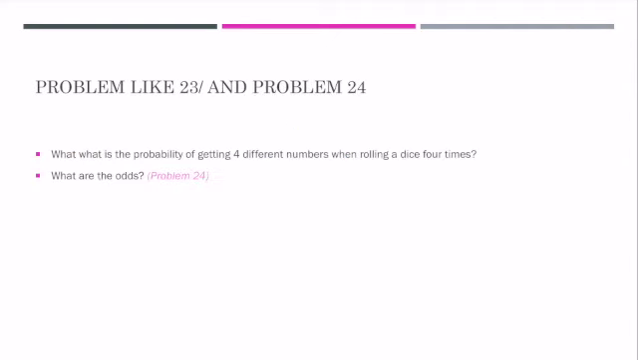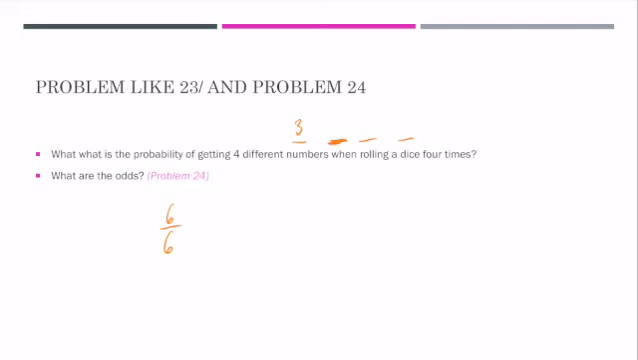Now let's do another similar problem to this one, and also problem 24. So the first thing I want us to think about is what is the probability of getting 4 different numbers when rolling a die 4 times? Next, we're going to calculate the odds. So I need to roll a die 4 times, and I want to get 4 different numbers, okay? So let's say I roll a die. It doesn't matter which number I get. So I've got 6 out of 6 choices, and I roll a 3.